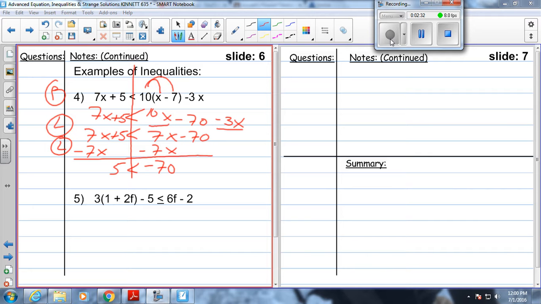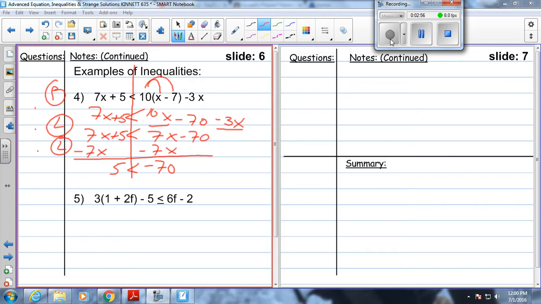Oh my, where'd the variable go? So again, double check your steps. We distributed correctly, combined like terms correctly, and we brought that like term across with the additive inverse correctly. So we have to evaluate, is this statement true or false? Is 5 less than negative 70? Is that true or false? If you said false, you're correct.